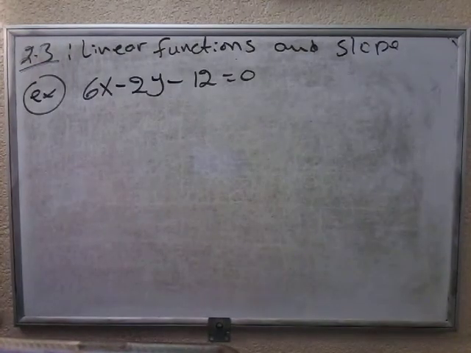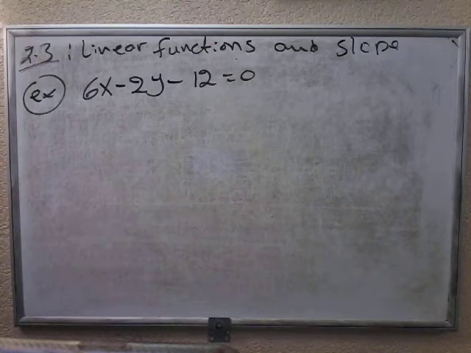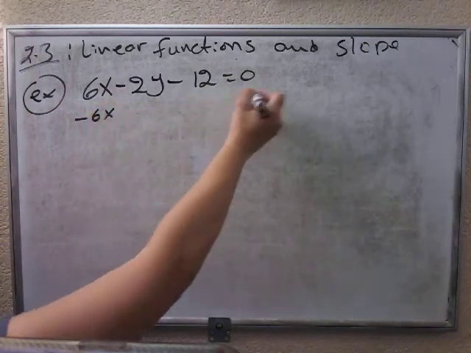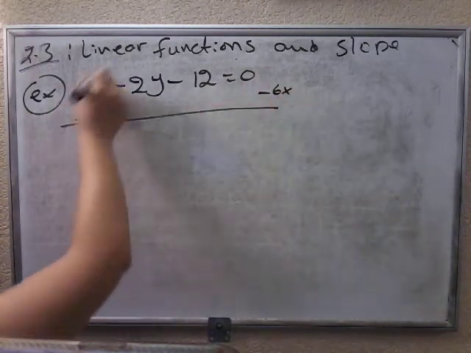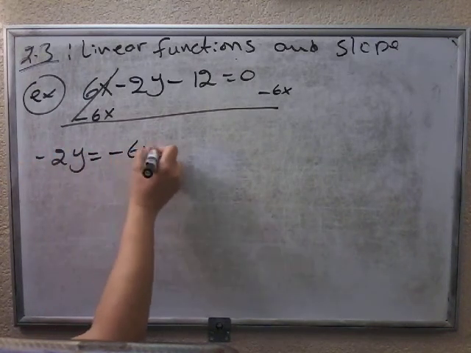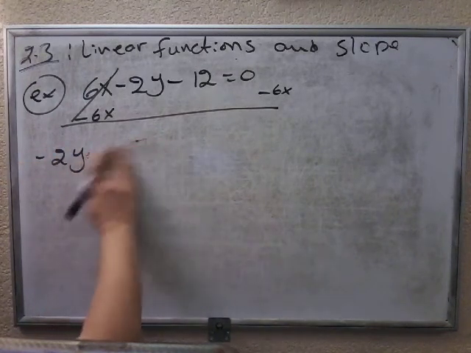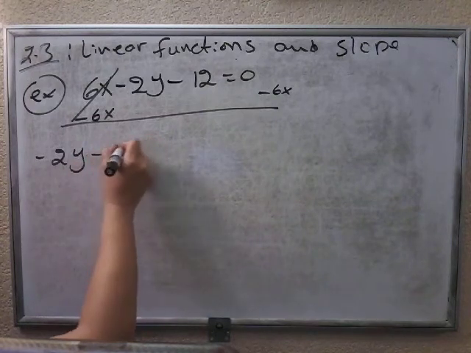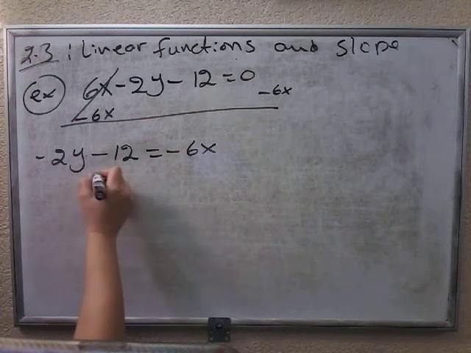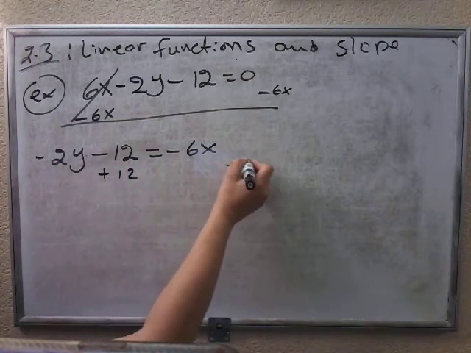So we're going to graph this function using slope and y-intercept. Well, it's in a standard form, so I'm going to copy exactly the same steps that we were doing earlier. Subtract 6x from both sides. We get -2y equal minus 6x. Sorry, I forgot the -12. Don't skip steps. Sorry, it's just my bad habits. Then add the 12 to both sides.